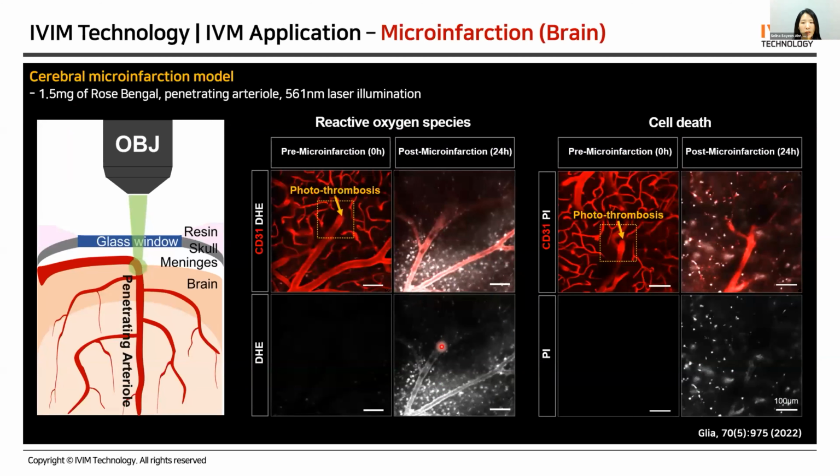And in the cerebral microinfarction model, microinfarction in a penetrating arteriole was induced by photothrombosis. So at 24 hours after the induction, a greatly increased level of ROS and cell death nearby the photothrombosis induction site were identified in vivo.